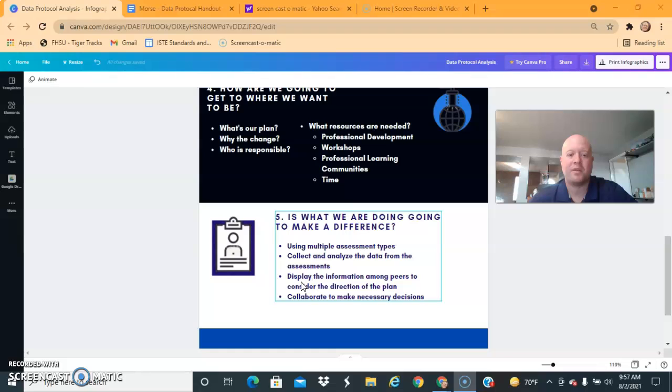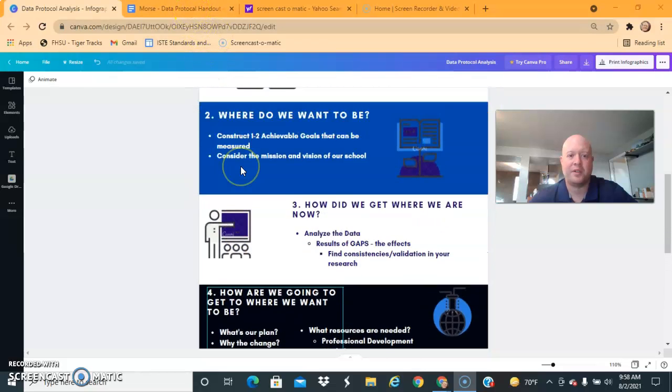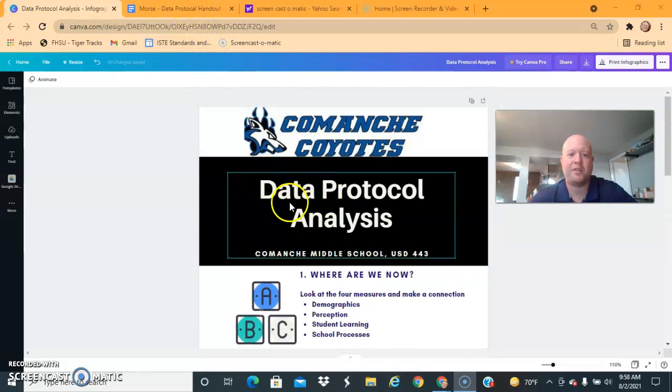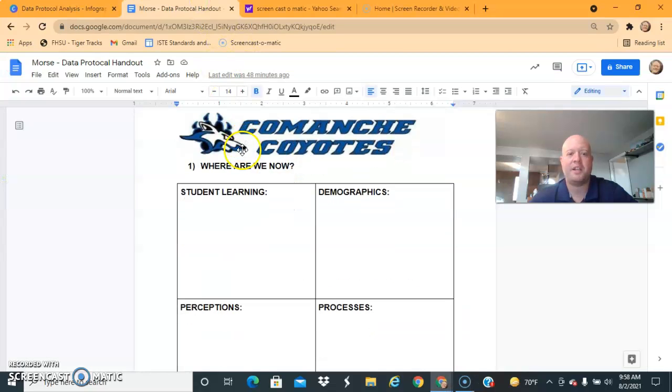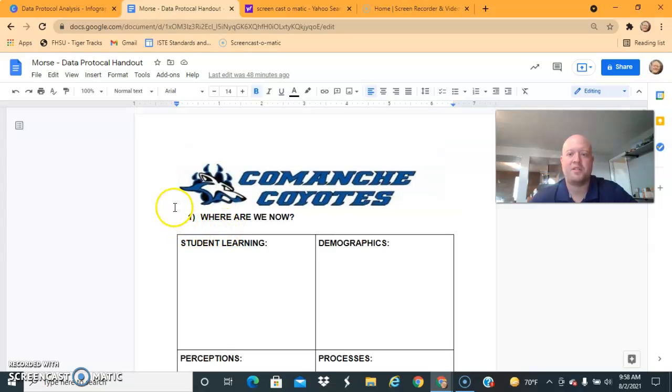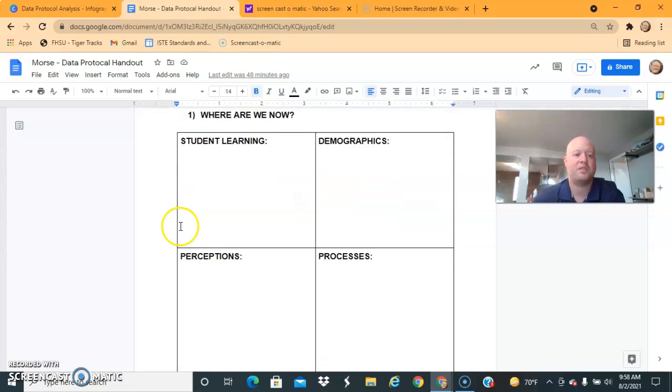We're going to be effective with displaying the information among our peers to consider the direction of the plan and collaborate to make any necessary decisions. So there's my graphic of the data protocol analysis. And then here's my handout that I would provide to my staff and colleagues who want to partake and be on this team to make these data-driven decisions.